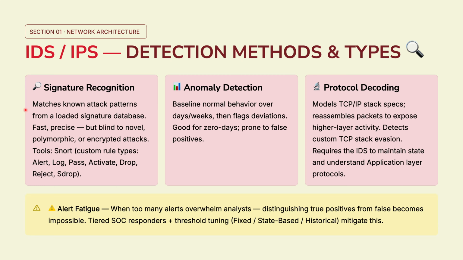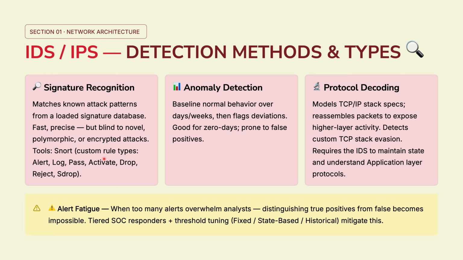cataloged. Now, for example, if you're familiar with Snort, which is the most widely deployed open source IDS, Snort supports 7 custom rules you're looking at right here: alert, log, pass, activate, drop, reject, and sdrop.